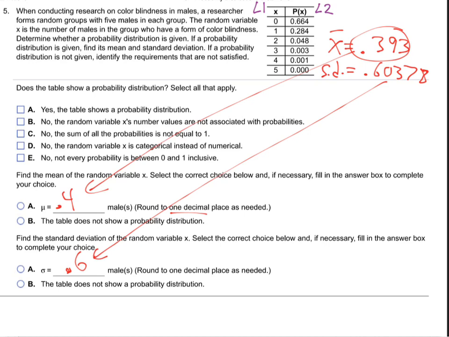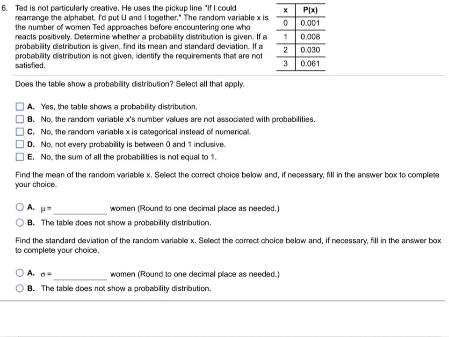Is that working out? I think I read this one before because I didn't even read it when I picked it. This is kind of goofy. Ted is not particularly creative. He uses the pickup line, "If I could rearrange the alphabet, I'd put you and I together." That's pretty dorky, isn't it? I didn't notice it when I picked the problem a while ago. I might have X'd it out.